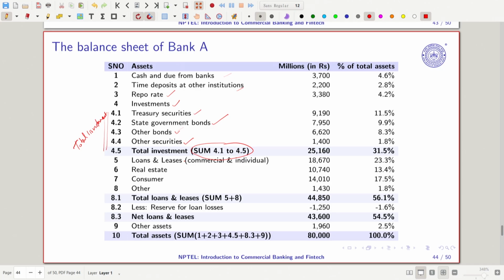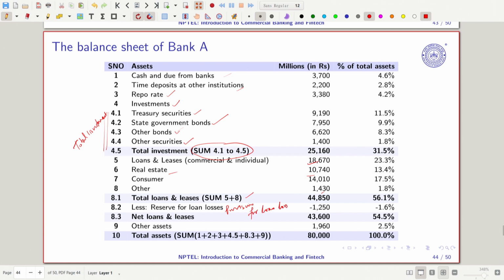Loans and leases, commercial and individuals: here it is 18,670. Real estate is 10,740. Consumer is again 1430, and other investments that they have in real estate and others. So this we can always think about. If you sum this up, 5 to 8, it comes out to be total loans and leases. And then I subtract the reserve for loan leases, which is very common for losses that they have. So this is the provision for loan losses.